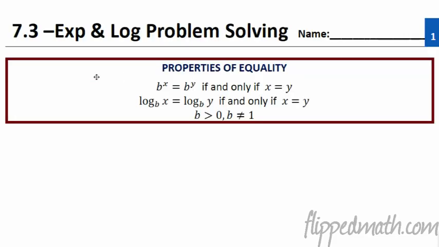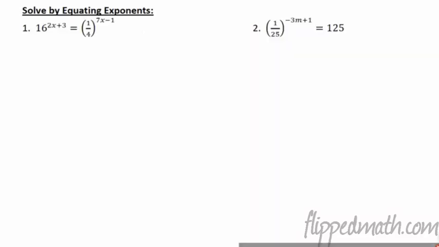So what do we have to know to solve these problems? Well, we have to know a couple properties of equality here, that b to the x equals b to the y only if the exponents are the same. We know that from before, so if the bases are the same and the quantities are the same, then the exponents must be the same. We're going to use that to solve some problems. Same thing with the logs. If you have a common base, then log base b of x equals log base b of y if and only if x is the same as y. So as I said, we're going to use that to solve some problems today.